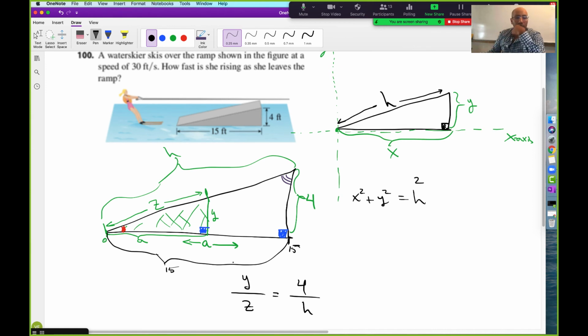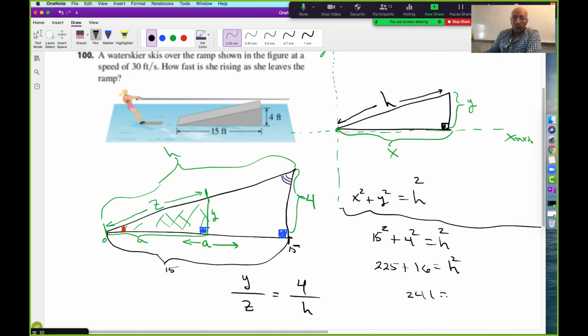Where h is a fixed number, right? H is the fixed number where we have this giant triangle where this is 5, this is 15. So following this thing here, we have that x is 15 squared plus 4 squared must be equal to h squared. So this is 225 plus 16 equals h squared, or 241 equals h squared, or h equals positive root 241.